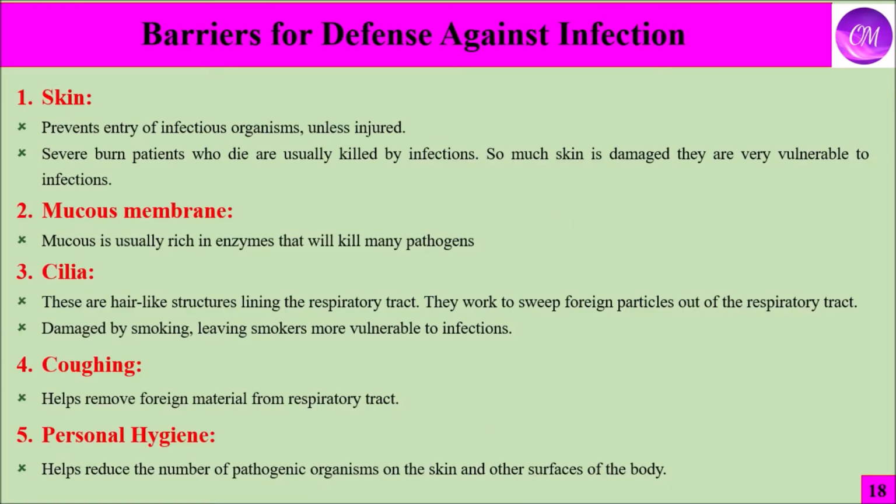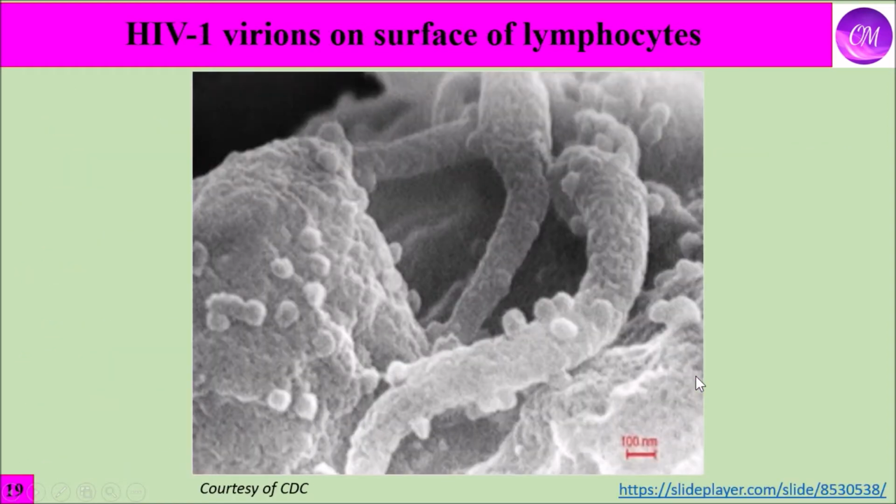About these barriers, we repeat that the skin, mucous membrane, cilia, coughing, and personal hygiene play roles as barriers for the defense against infection. And here you see an illustration of the HIV-1 virus on the surface of lymphocytes.